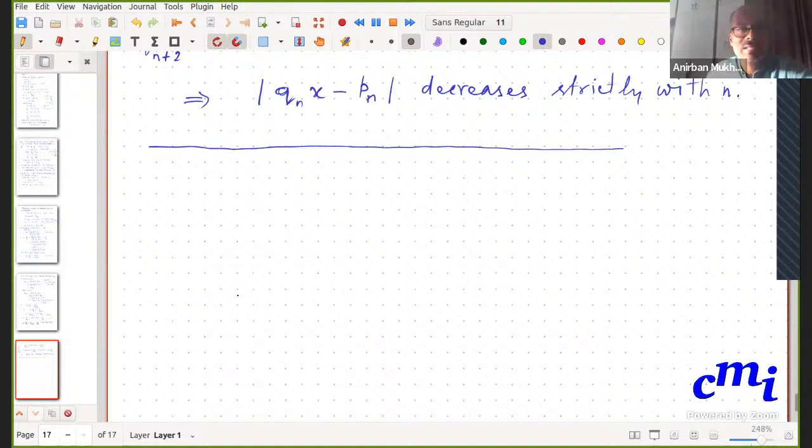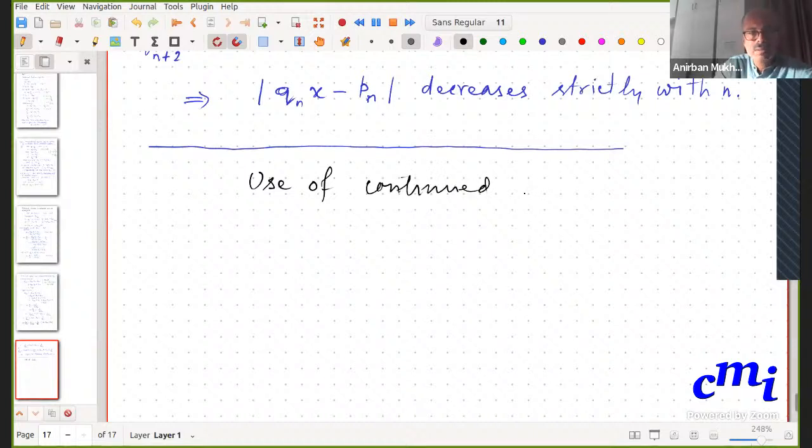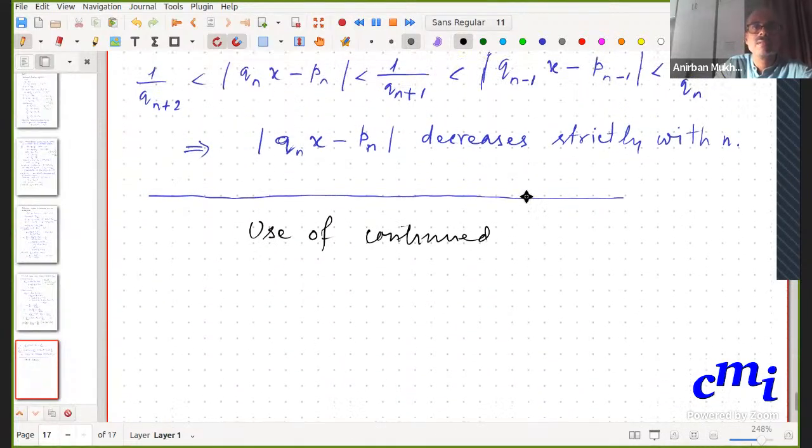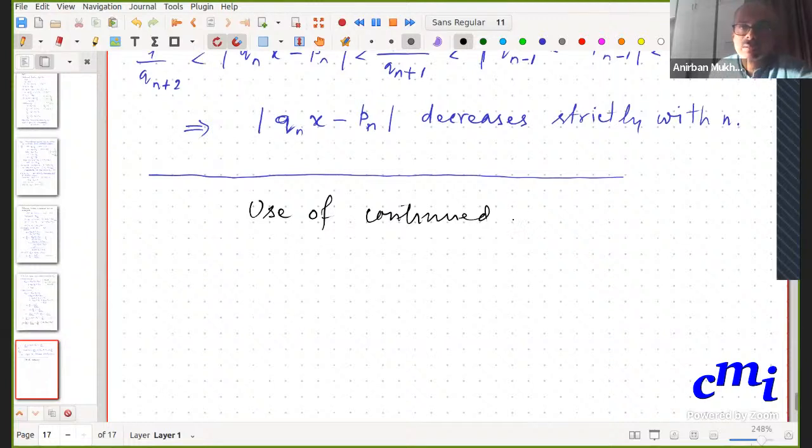You must be using this A4 size papers. So A4. So maybe we should just title it as use of continued fraction. Okay, let me see how much space I have in this page. Okay, that's quite enough. So use of continued fraction.